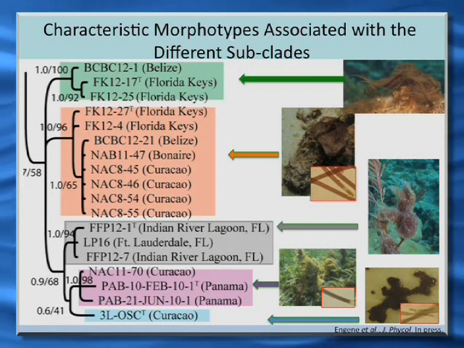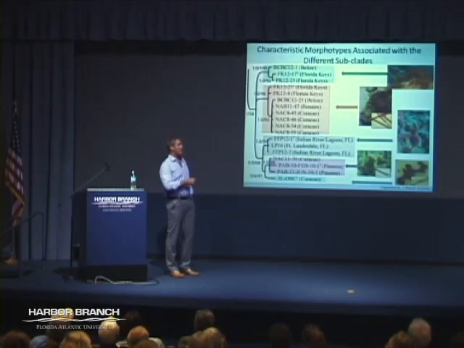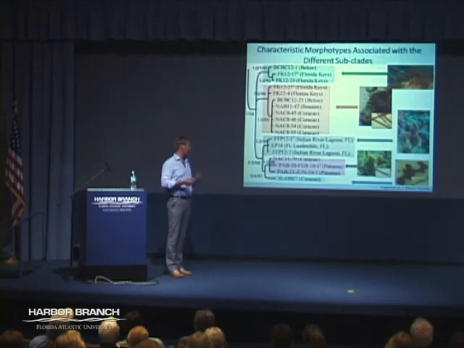So I've highlighted this with different colors, these different subgroups. And we also try to include as many different geographic locations. We try to sample cyanobacteria from different parts of the Caribbean. So we went to Curaçao, Panama, Bonaire, Belize, etc. We try to get representative samples of these different species so we could compare them.